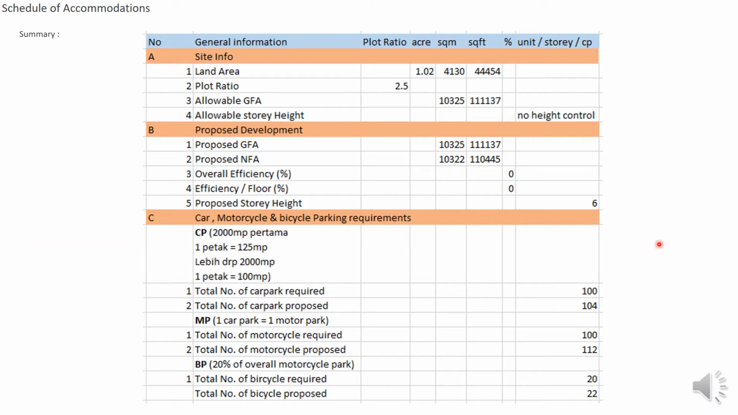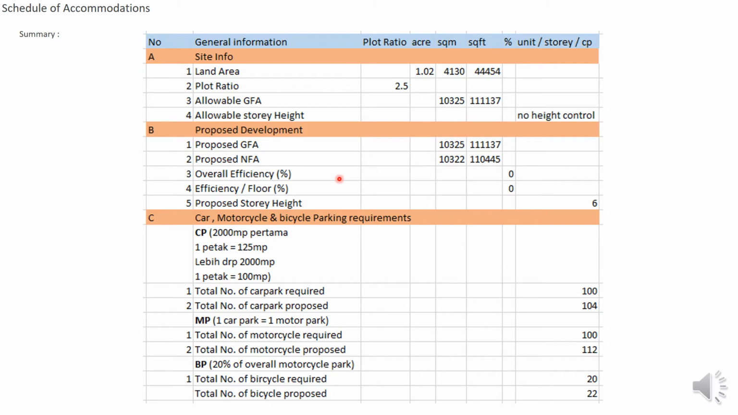So here is my schedule of accommodation summary. My land is about one point something acres. My plot ratio is 2.5. My allowable GFA is 10,300 square meters plus. For the allowable storeys, there is no building height control. For my proposed development, the GFA is about 10,300 plus something square meters, and my NFA is nearly 100%.